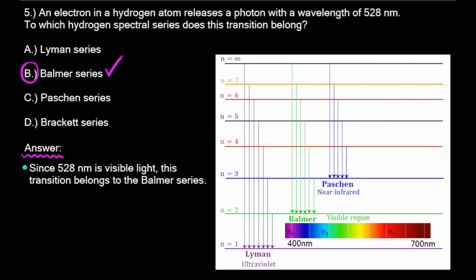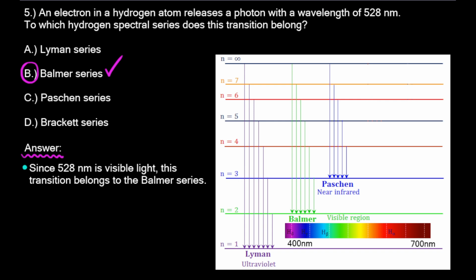Here's a solution to this problem. If you picked answer choice B, you are correct. Let's figure out which hydrogen spectral series a photon of 528 nanometers belongs to. First, remember the different hydrogen series and their regions. Lyman series is in the ultraviolet, Balmer series is in the visible light range, the Paschen series is in the infrared, Brackett series is in the far infrared, but you are not expected to know this series for the MCAT. It was just created here as an answer choice to distract you. Remember to stick with what you know.